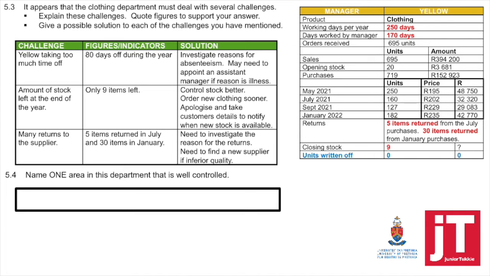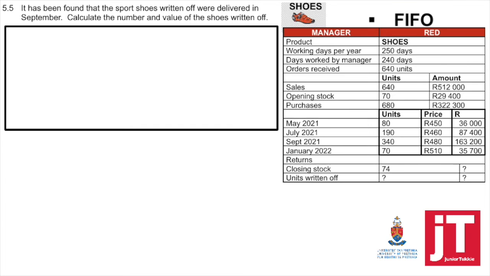Question 5.4, name one area in the department which is well controlled. If we look at what is well controlled, there's no units that were written off. So that is a positive for the business. Question 5.5. Now question 5.5 goes about the shoes. It has been found that the sport shoes written off were delivered in September. Calculate the number and value of the shoes written off.